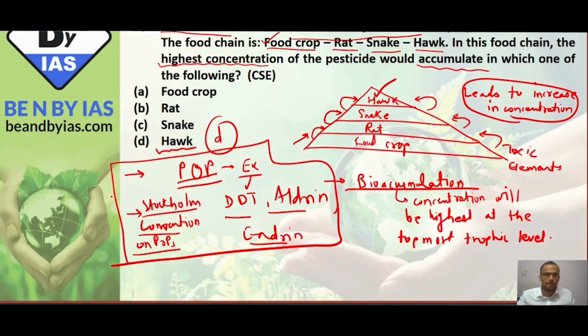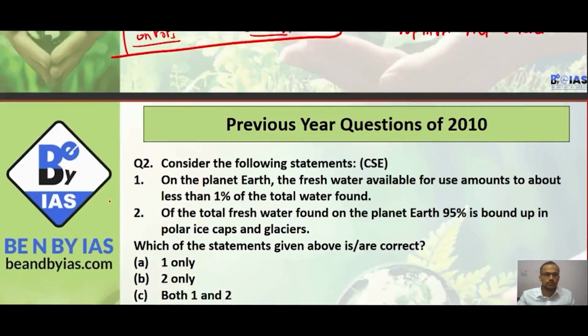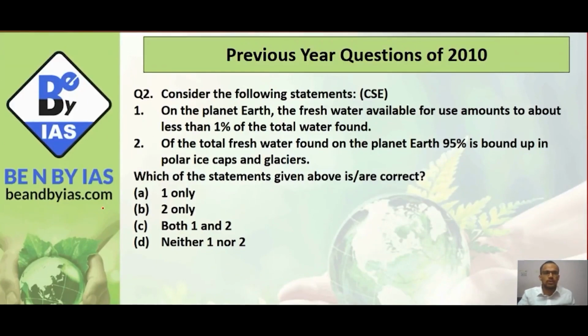Next now. So the next question, let us read this question. Consider the following statements. First, on the planet Earth, the fresh water available for use amounts to about less than 1% of the total water found. Second statement, of the total fresh water found on the planet Earth, 95% is bound up in polar ice caps and glaciers. Fine. So let us discuss this particular question.